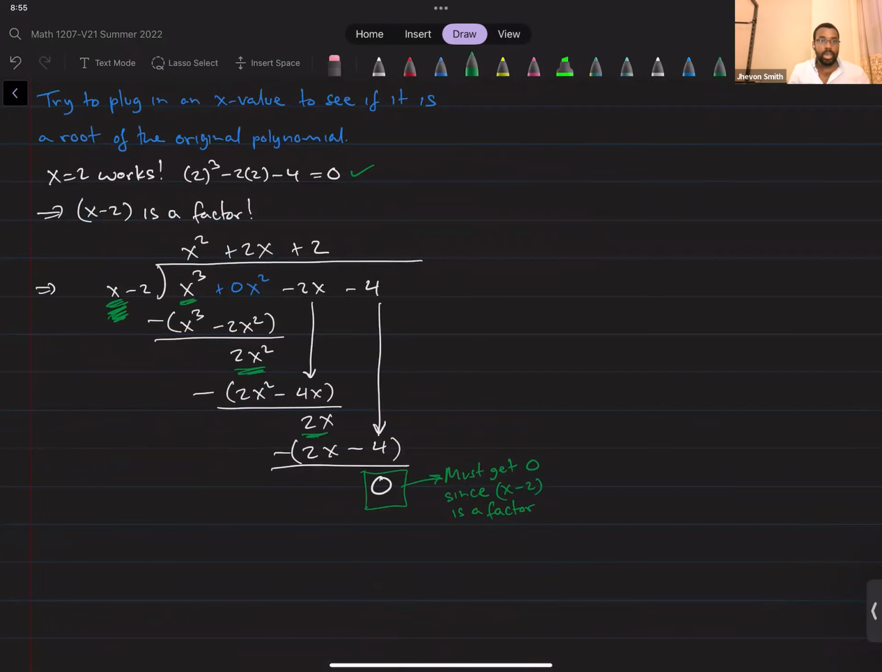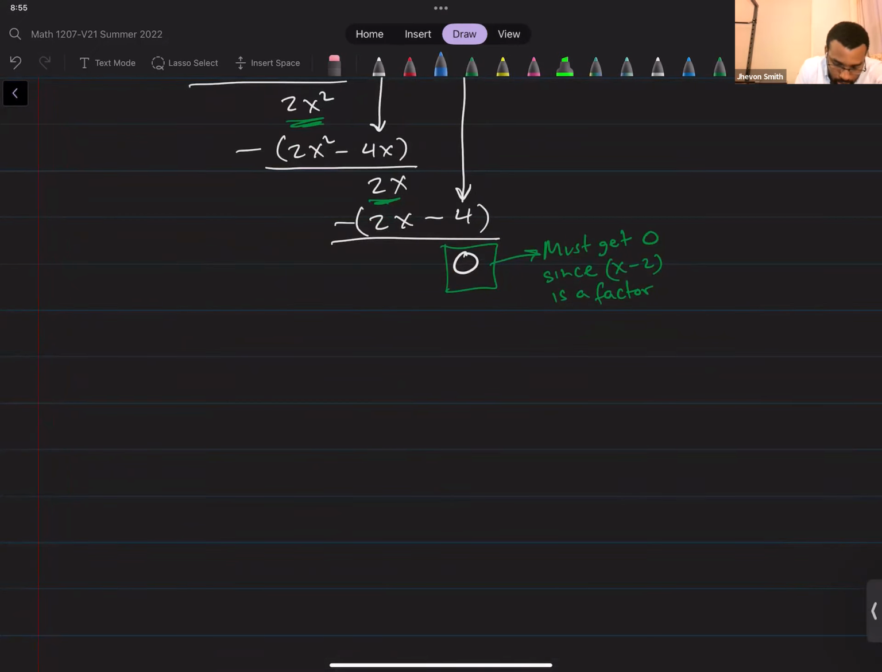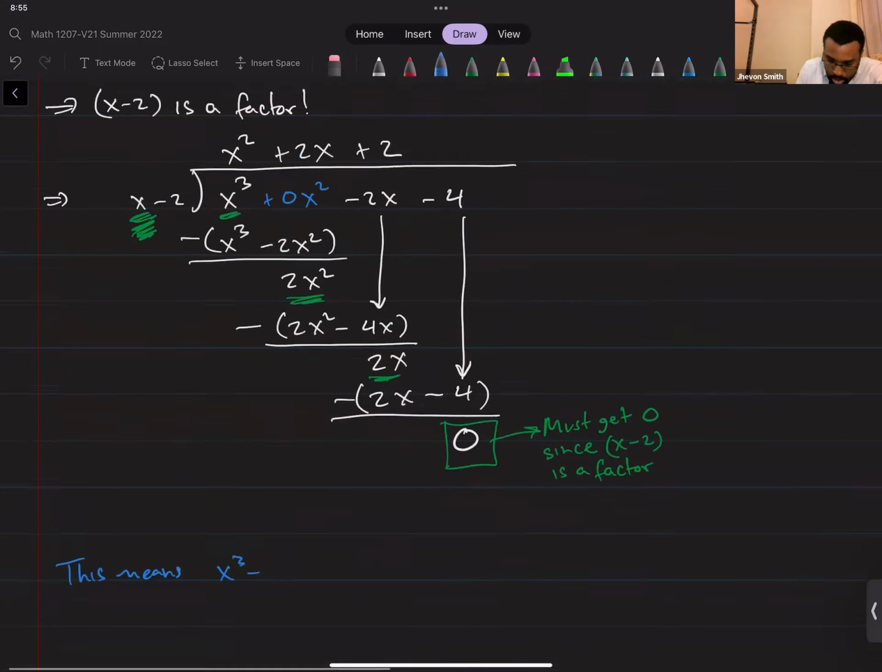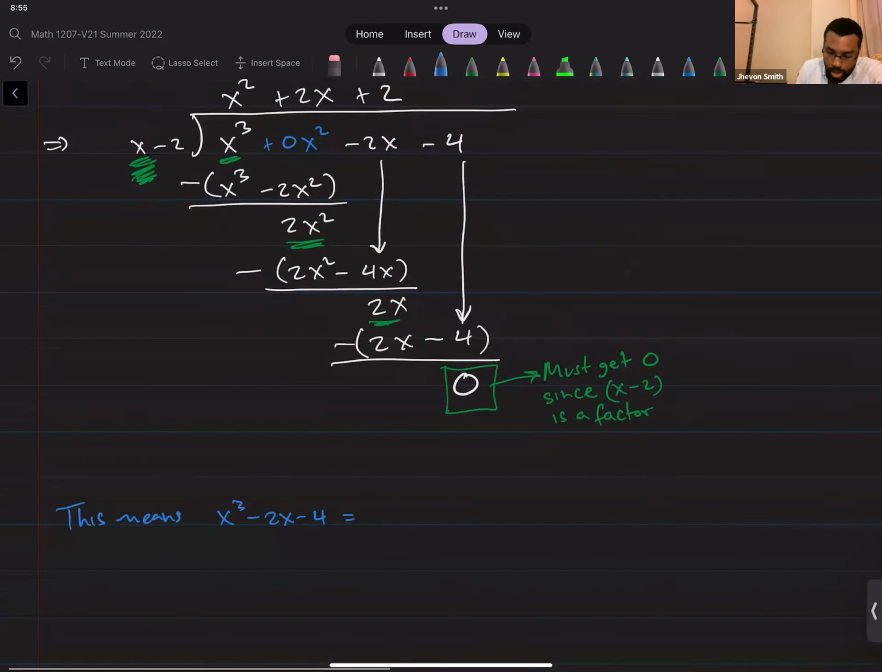However, what this means then is that our cubic x cubed minus 2x minus 4 is, remember, it's the quotient, which is x squared plus 2x plus 2. So this divided by x minus 2 is the quotient plus 0 over x minus 2. So you can actually ignore this part.